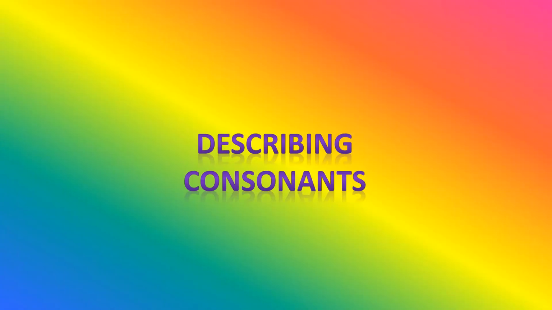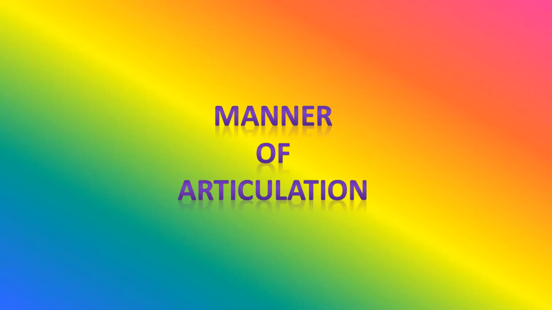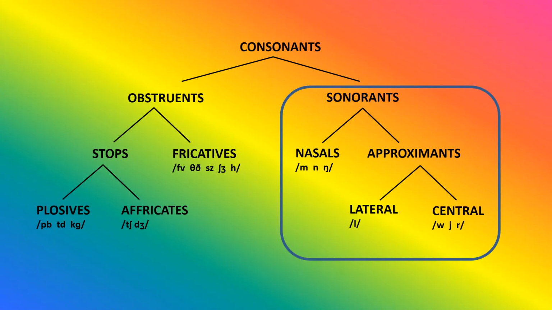We'll go on describing consonants. We are going to speak about their manner of articulation, and especially we are going to focus on sonorants. This refers to sounds that give a resonant sort of impression, like vowel sounds, with a complete absence of audible friction or plosion. Sonorants include nasals and approximants. That means laterals and central approximants.